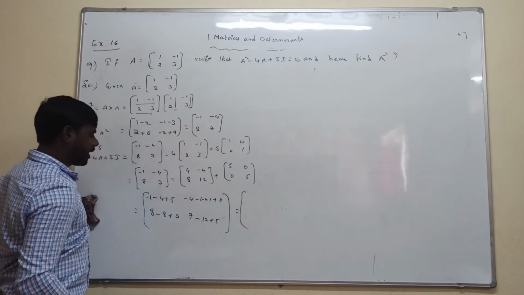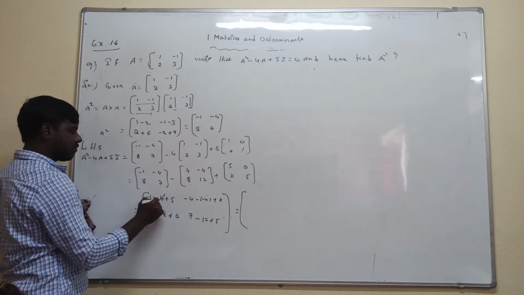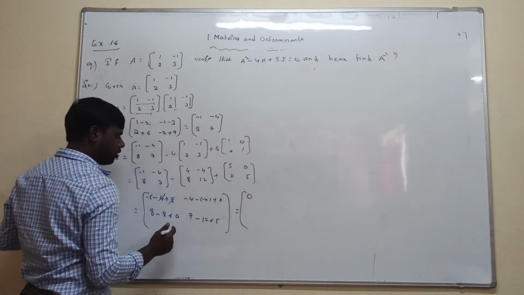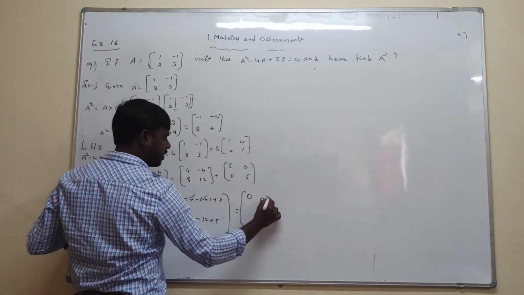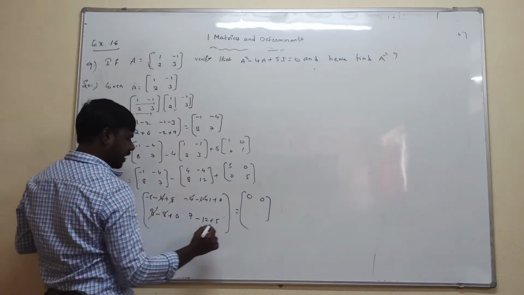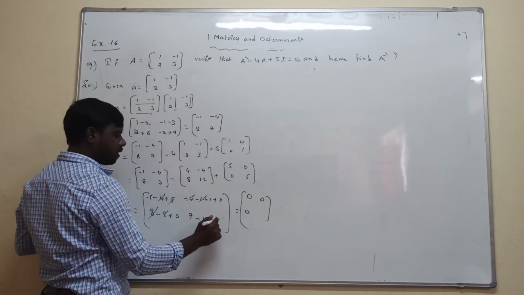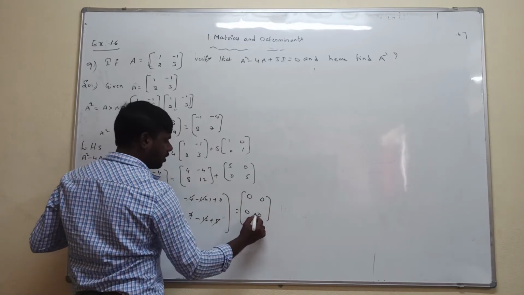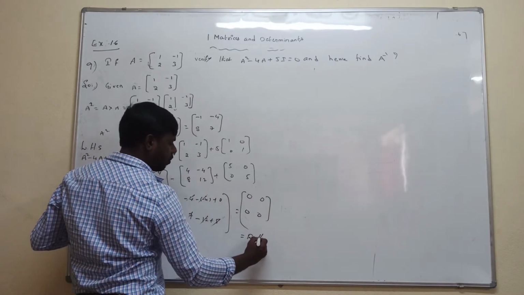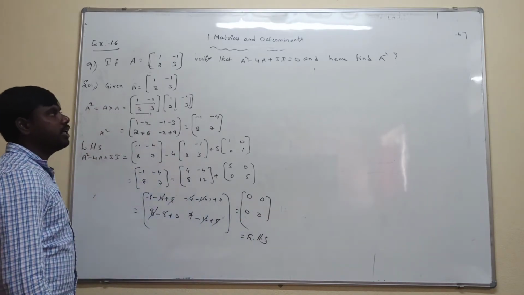Here everything will get cancelled. Minus 4 minus 1 is minus 3. Plus will get cancelled, 0. Minus 4 minus 1, minus plus will get cancelled, 0. Plus 8 minus 8 will get cancelled, 0. 7 plus 5 is plus 12 and minus 1 we cancel, 0. So finally we get the 0 matrix. This is the right hand side addition.